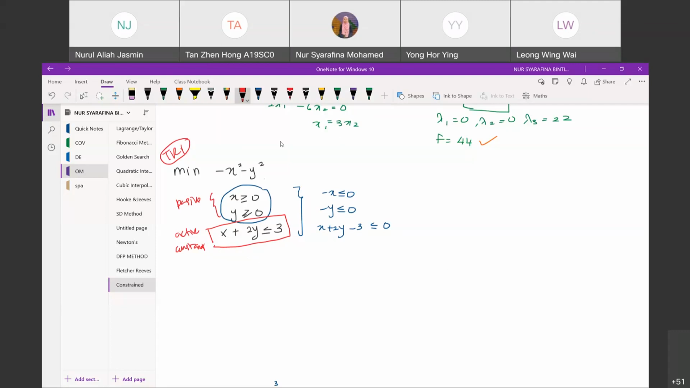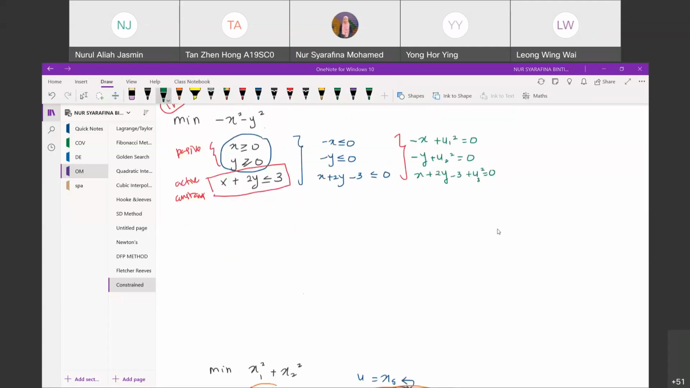What is your f? What is your del f del x1, del f del x2? Then equate them to 0 and list down all the Kuhn-Tucker conditions. All right, can you?